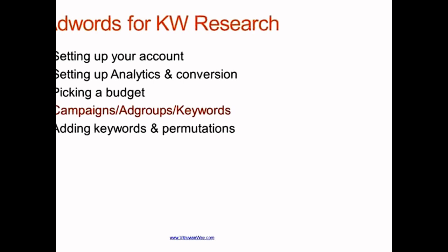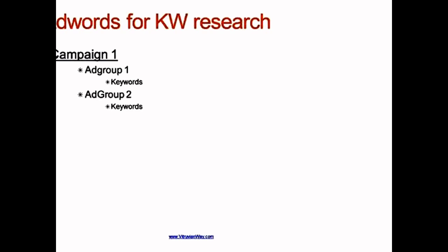Item number 4, campaign, ad group, and keyword structure. A lot of people get all hung up on this. And again, this is a pretty simple thing. It's kind of like creating an outline for what you're going to do. Basically, your campaign is your bucket that you organize all of your ad groups into. And then within each campaign, you have an ad group. So let's use something a little more applicable. Instead of blue and red widgets, let's use the golf industry.